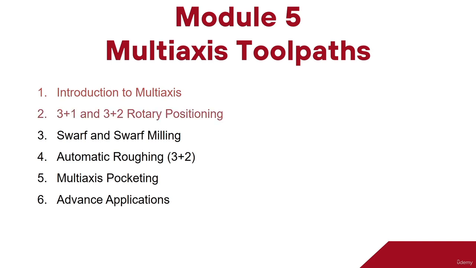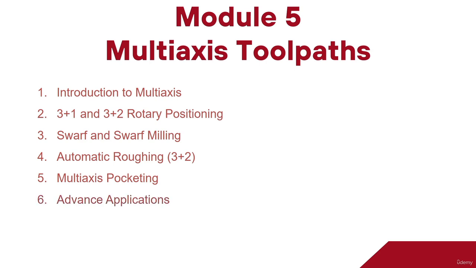So we can say that 3+1 is 4-axis and 3+2 is 5-axis rotary positioning. And then we're going to study about swarf milling operation, automatic roughing in 5-axis, multi-axis pocketing, and some advanced applications of multi-axis toolpath.